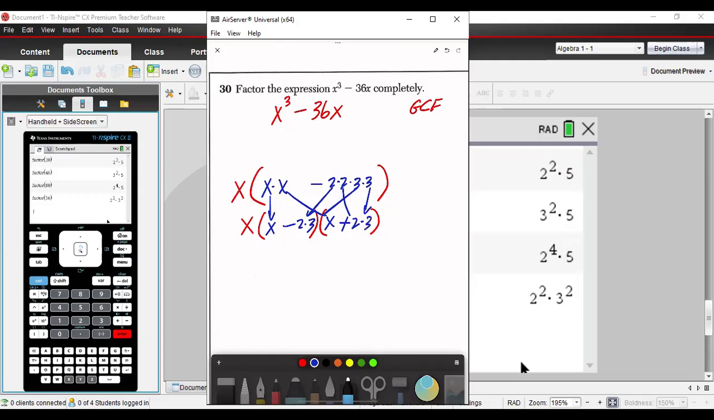We just split them. Right, so now we have x, simplify the numbers. 2 times 3 is 6. 2 times 3 is 6. So here is our completely factored expression. X times x minus 6 parentheses times x plus 6 parentheses. Now, again, you can make this into a function, and you can make this into a function and just graph them. They should be identical.